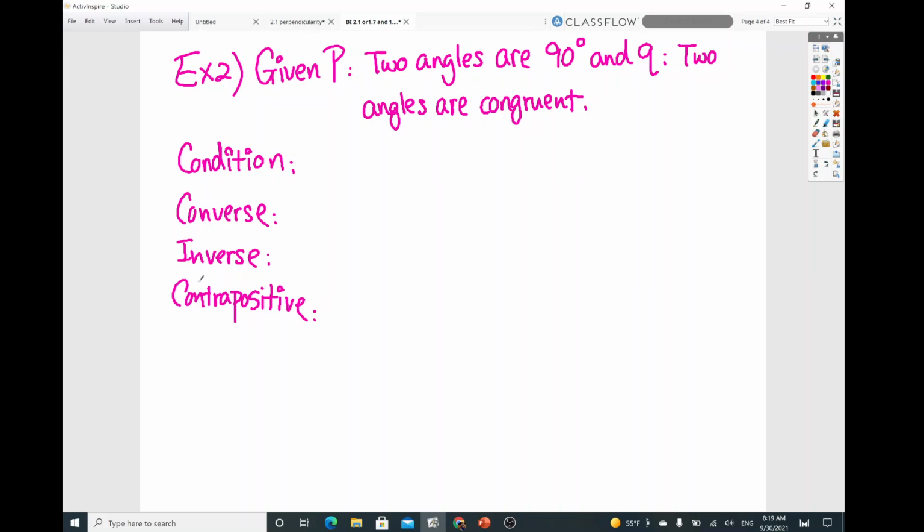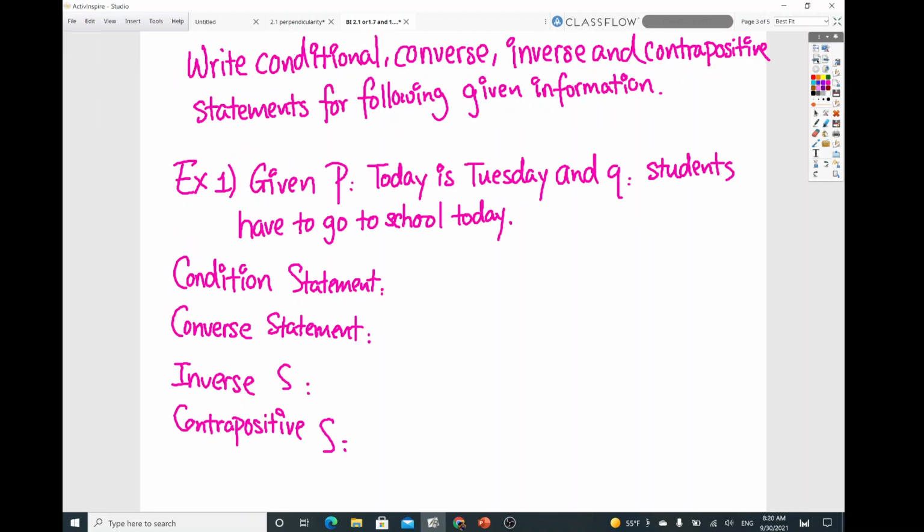Inverse: if two angles are not 90 degrees, then two angles are not congruent. Well, it's not always true. Let's say they're 45 degrees, they're still considered congruent. Contrapositive: if two angles are not congruent, then those two angles are not 90 degrees. Well, that's not necessarily true, it could be something else. Basically this is just the sentence structure, so it's pretty easy to understand what's happening.